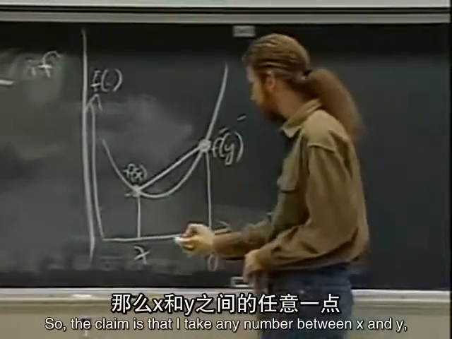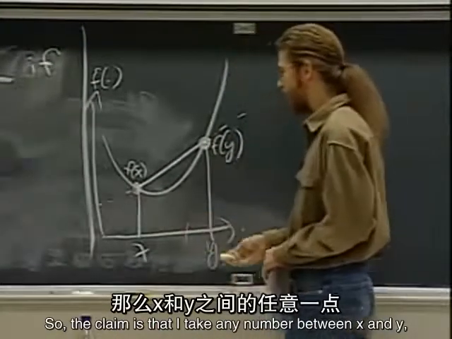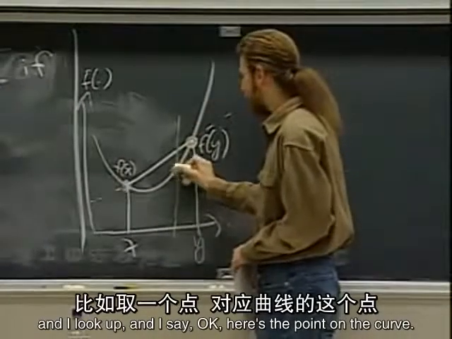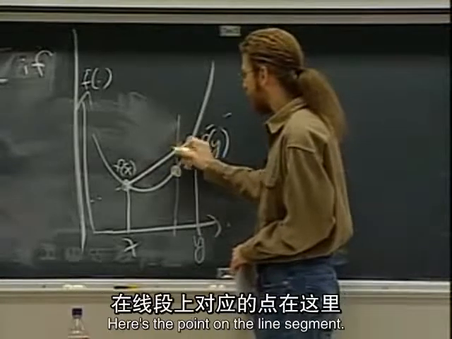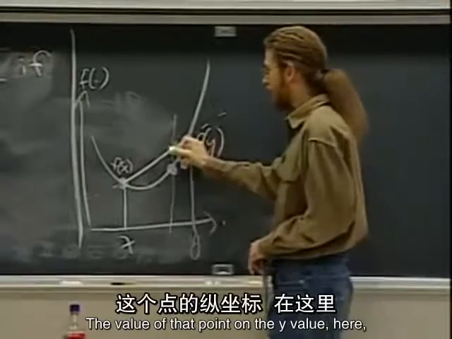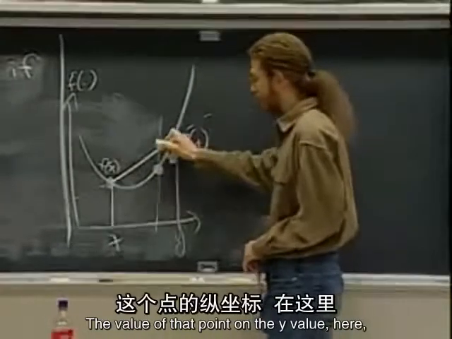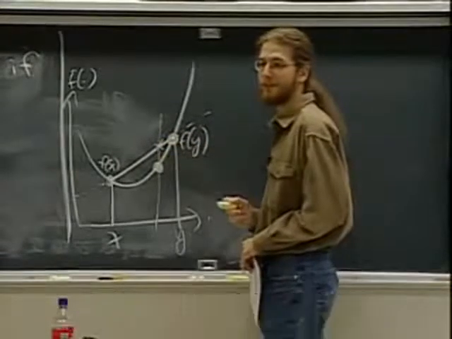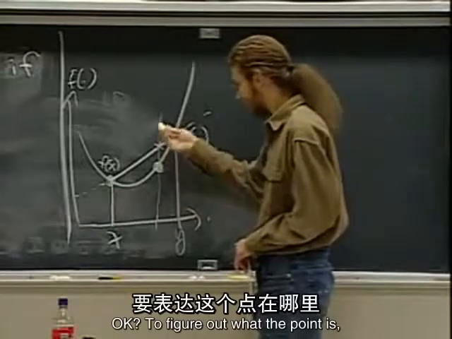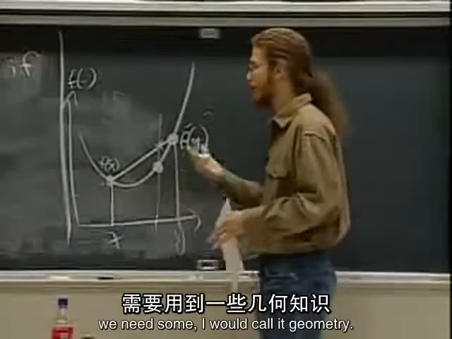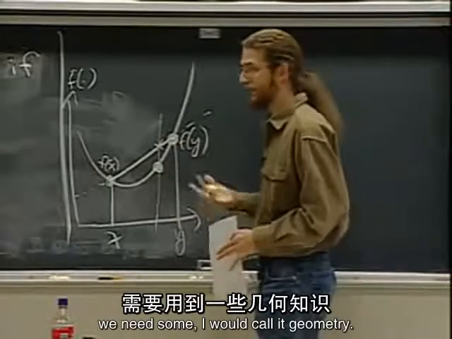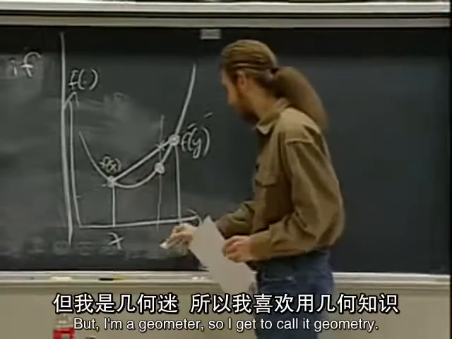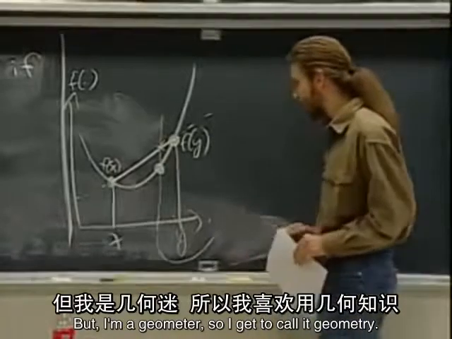So the claim is if I take any number between x and y, and I look up, here's the point on the curve, and here's the point on the line segment. The y value of the point on the line segment should be greater than or equal to the y value of the point on the curve. To figure out what this point is, we need some, I would call it geometry. I'm sure it's an analysis concept too, but I'm a geometer, so I get to call it geometry.